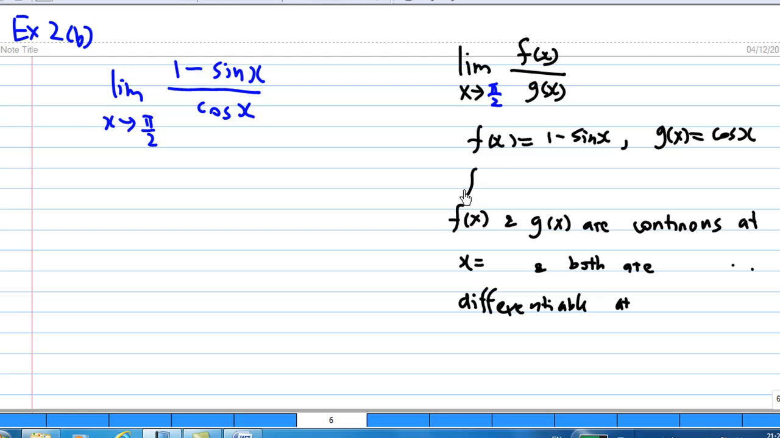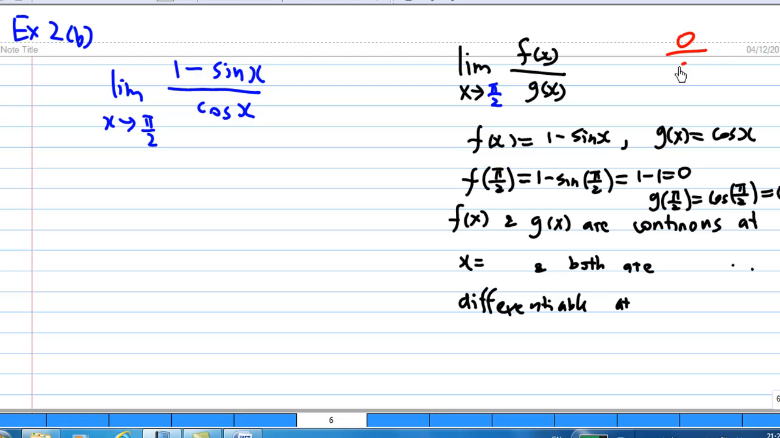Now evaluate the function at the point pi over 2. f of pi over 2 will be 1 minus sine pi over 2, and we know sine pi over 2 is 1. You get 1 minus 1 equals 0. And g at the point pi over 2 is cosine pi over 2, and cosine pi over 2 is again 0. So again, we get an indeterminate form, 0 over 0. Now both functions f and g are continuous at the point pi over 2. Now both are differentiable at the point pi over 2.